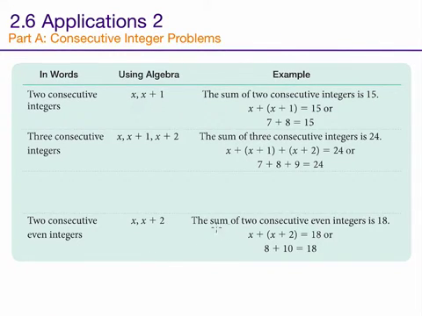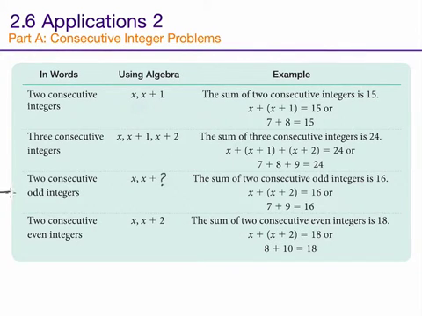In a consecutive integer problem, I'll be asked for things like the sum of what? The sum of 2 consecutive even integers. Here's the first one, here's the second, 2 more than the first one. And that sum is 18. The sum of 2 consecutive even integers is 18.